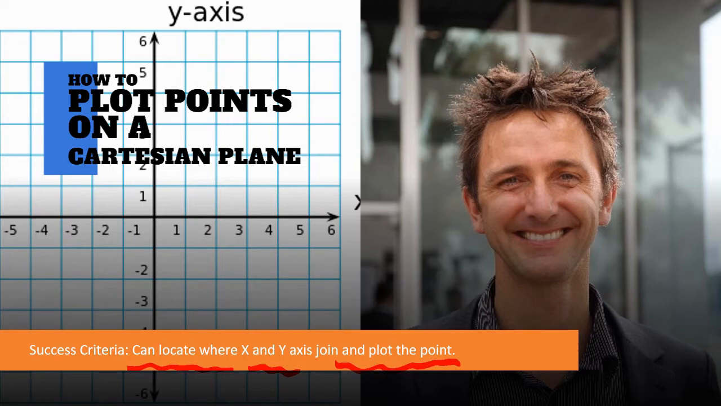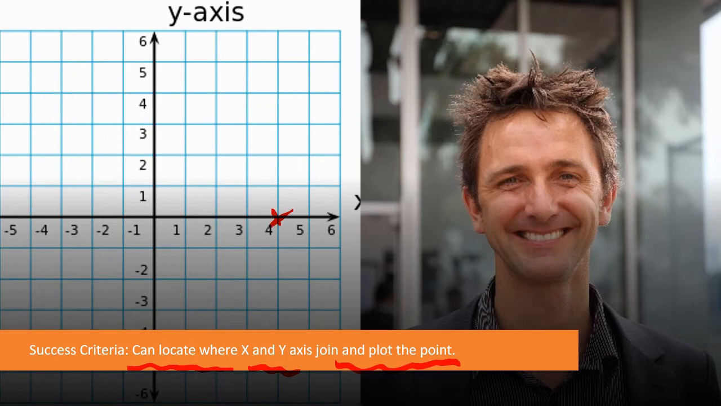For example, you might know that the x-axis value is 4 and the y-axis value is 5. And so where do they meet? Well, they're going to meet around here, aren't they? So then can we plot this point just there? Okay, I hope that makes sense. Let's have a look at how all of that's going.